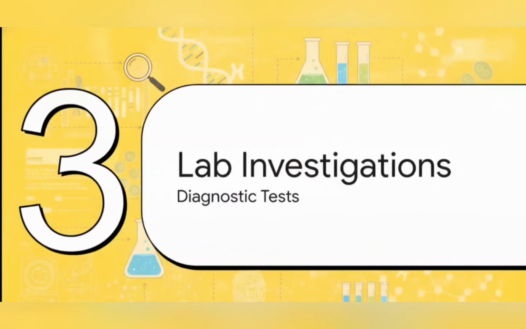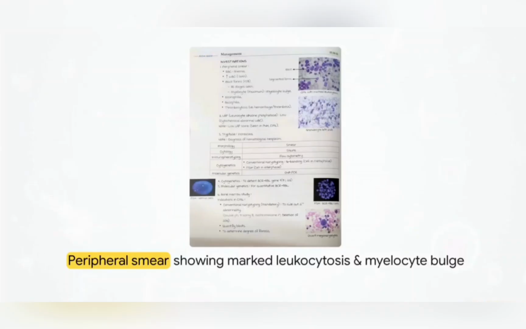All right, let's hit Section 3, Key Lab Investigations. This is our detective work phase. What specific tests do we actually run to confirm our diagnosis? Well, on the peripheral smear, you're going to see marked leukocytosis with a left shift, which just means all stages of mature and maturing granulocytes are present. But the hallmark here? That is the myelocyte bulge.